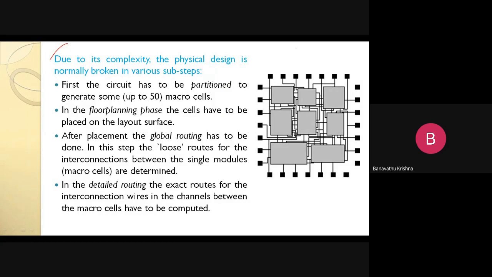Okay, let us see here. This is actually our layout diagram. These are the modules here. These square blocks are called IO blocks, right? IO blocks are nothing but input and output pins. Those blocks are acting as input pins as well as output pins. And these are the modules that are going to be placed in a layout diagram, right?